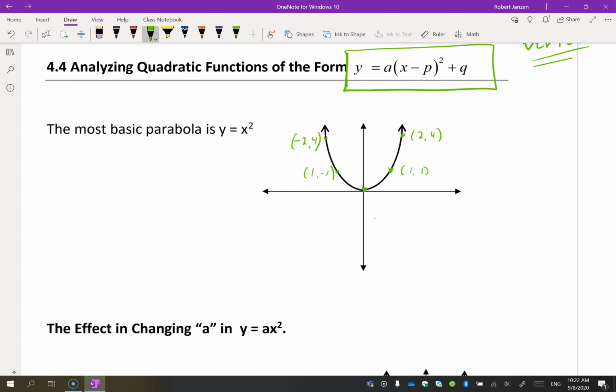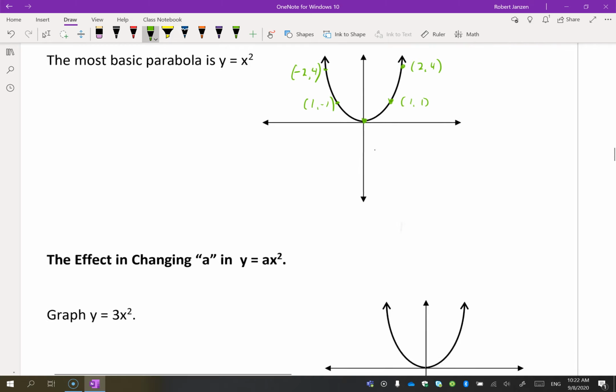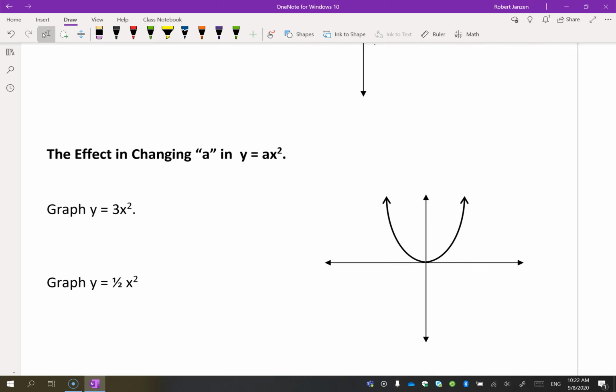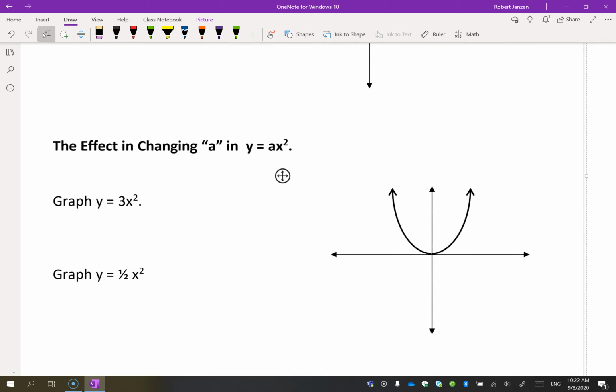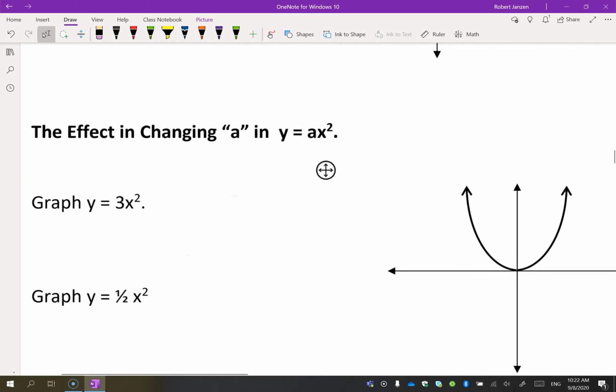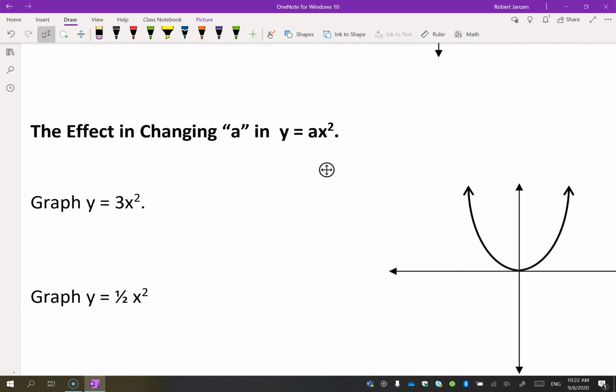Now what we're going to do is take that parabola and try to change it. How does it move? How does it become bigger, wider, shorter, whatever? The first effect that we're going to look at is putting something in for a. If you look at that vertex form, you see that a is always in the front of the equation. So what happens if we change the value of a? For example, what happens if we say a is 3?